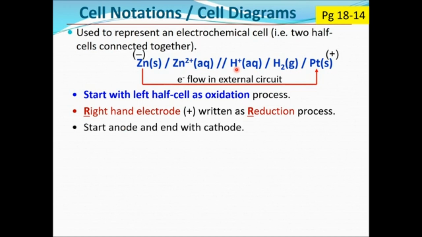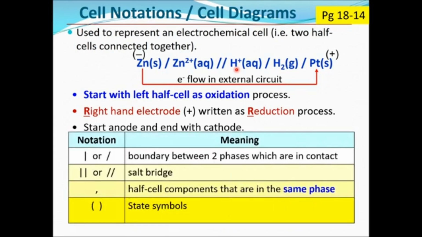The cathode is where reduction occurs. That's positive, and it's on the right hand side. So this whole set would help you to remember a little bit easier. Whereas the left hand side is your anode, where oxidation occurs. So it starts from the anode and ends with the cathode. The electron flow in the external circuit is from left to right. So that helps us to remember this set quite well.